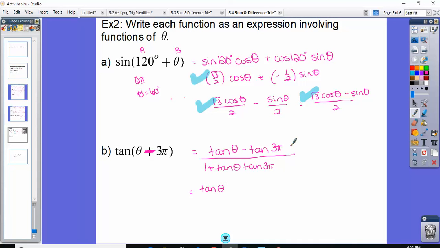Okay, 3 pi, that's bigger than all the way around the circle, so if you subtract 2 pi from it, that's the same as pi, or 180 degrees, so it's like right here on the circle. If you're looking at your unit circle, that's the point -1, 0. Tangent's y over x, so tangent of 3 pi is just 0. So you have tangent theta over 1 plus 0, so that's just tangent theta.